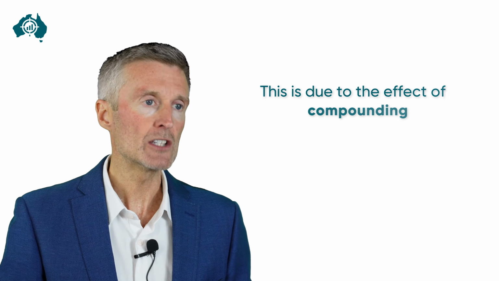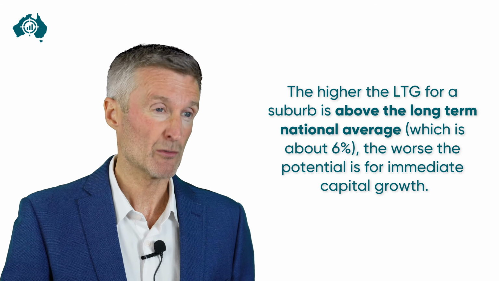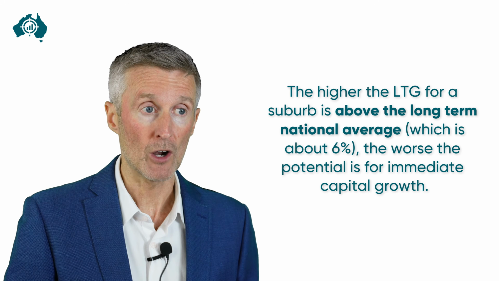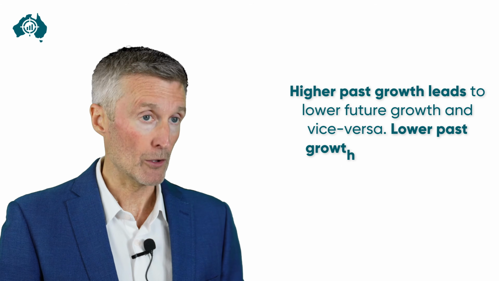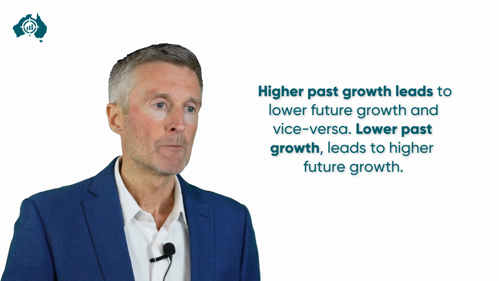Now, the higher the LTG for a suburb is above the long-term national average, which is around 6%, the worse the potential is for immediate capital growth. That's right, that's not a mistake. Higher past growth leads to lower future growth, and vice versa.